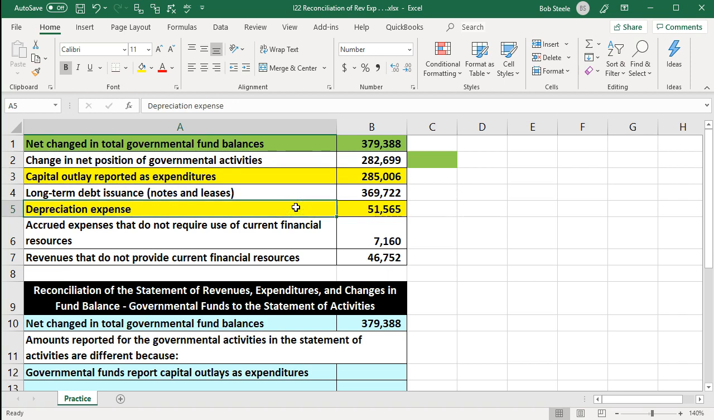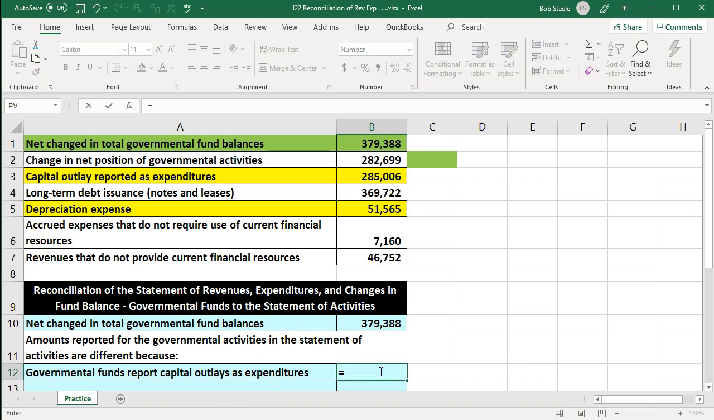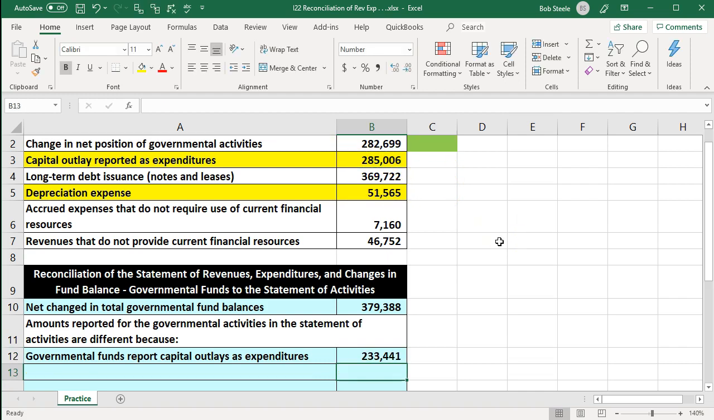Then on the depreciation side of things, note that on the government-wide level, we're going to take that asset and then we'll depreciate it over time. When we think about the fund side of things, we're not going to do that, of course, because there is no capital asset on the books. We've recorded the whole capital outlays as they happened on the books of the fund side of things. So the depreciation then is going to be a difference. That's going to be something that will be on the accrual basis, government-wide level, but will not be on the modified accrual basis, which is the fund level. So the difference, we're going to say it's going to be this item, the 285,006 minus the 51,565.